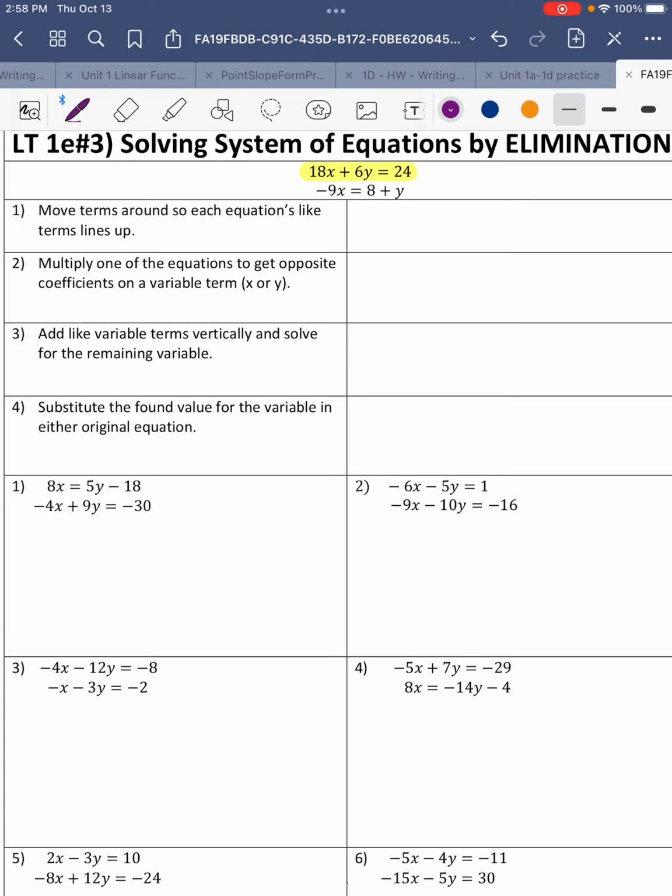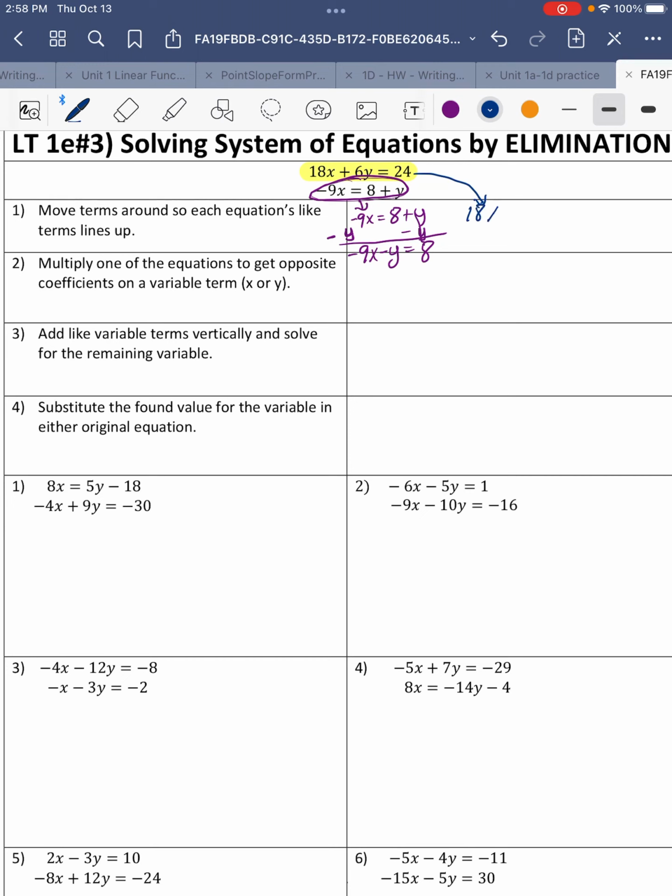So what I have to do is I'm going to take this bottom equation and change it. I'm going to move the y term. You don't have to do this, but this is typically how this is done. I'm going to make the x term first, so negative 9x, and then subtract y. And that equals 8.